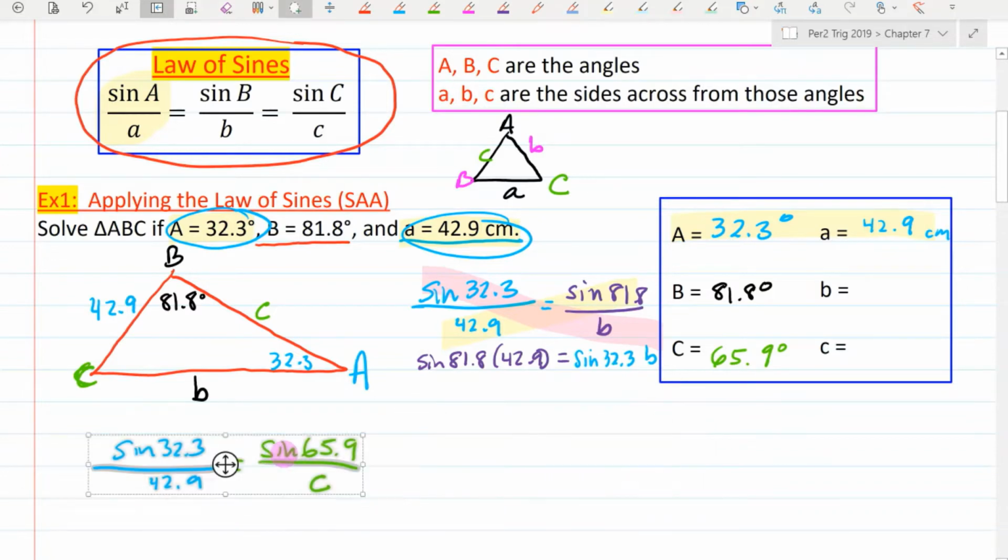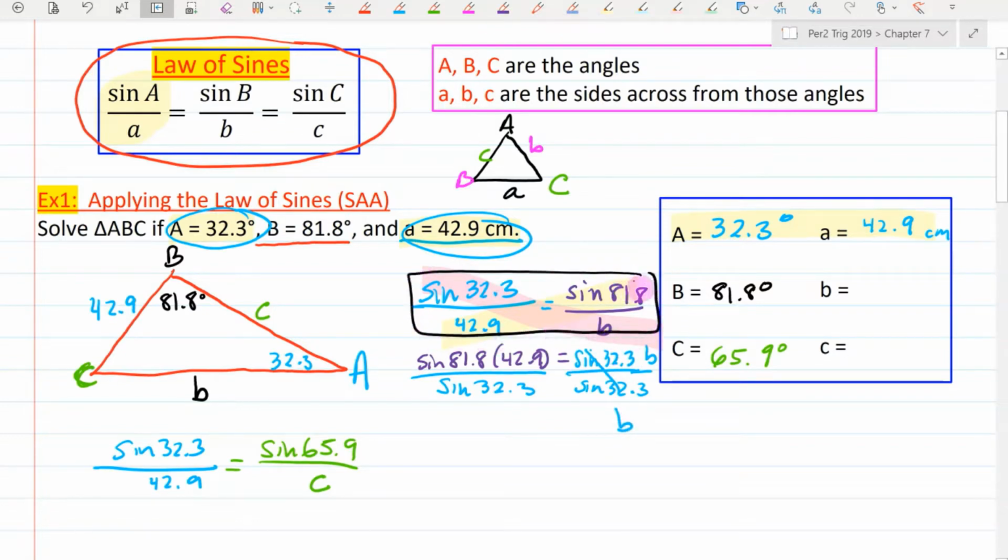You'll divide both sides by sine of 32.3. So you don't have to show all of this work. All you have to do is show the original equation, and then you multiply these two together and divide by this one. All right, so for b, you should get 79.5.